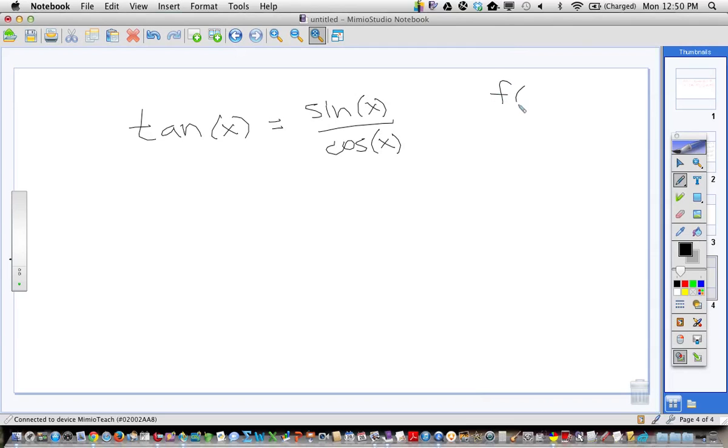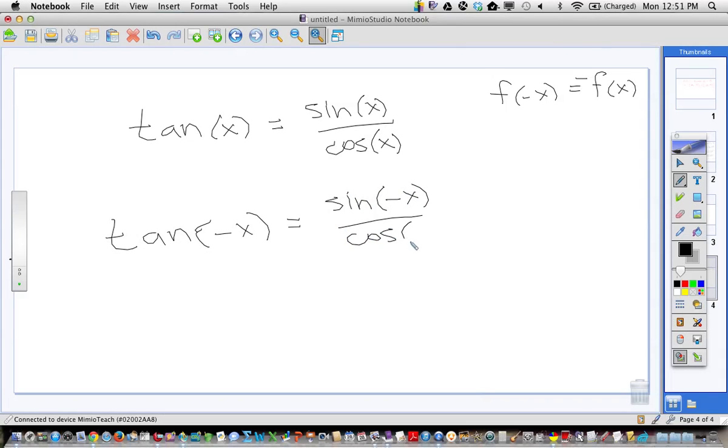Remember, opposites in, opposites out looks like this. When you put opposites in, you should get opposites out. That's what opposites in, opposites out means. So what I would do here is I would put an opposite in to the tangent function, which would mean I would put opposites in to the sine and cosine functions here, right? If tangent x is sine x over cosine x, then tangent negative x is sine negative x over cosine negative x.